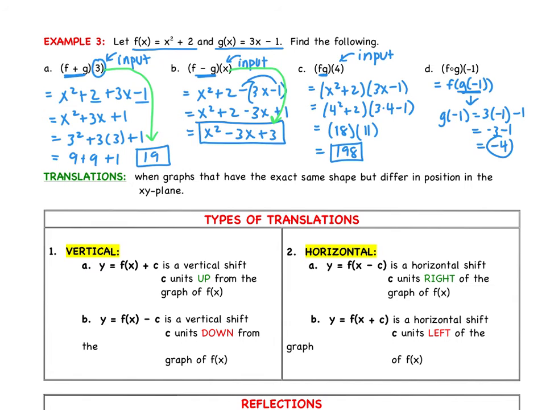That -4 then goes into f. So we plugged the -1 into g. When we got that, it now needs to go into f. So now we're finding f of -4. Please make sure you don't forget the parentheses. So we get -4 squared plus 2. -4 squared is 16. 16 add 2 is 18.